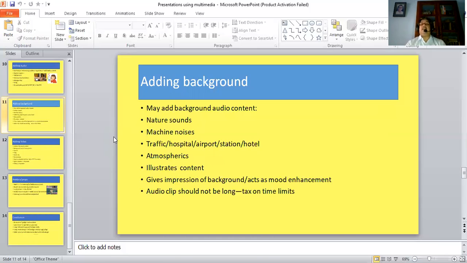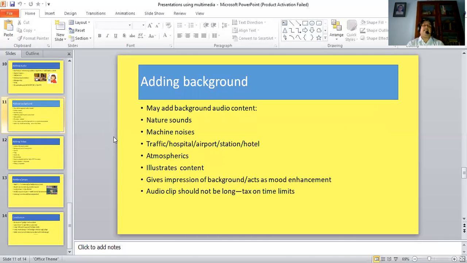Suppose I have that kind of a content in my presentation, I can use this as a sort of elucidation or illustration of my content. So this is definitely a way of enriching the content of the presentation and then making it more attractive and meaningful to the audience. Various atmospherics can also be added. Now this illustrates the content if I add something meaningful, and we also get an impression about the background. It acts as a mood enhancer also, often in certain ways.